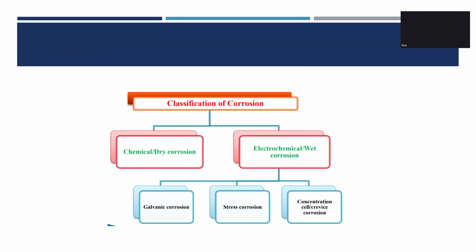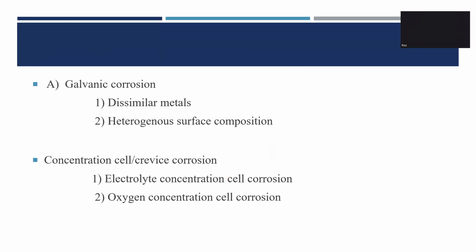Coming to the classification of corrosion, corrosion can be broadly classified under two headings: chemical or dry corrosion, and electrochemical or wet corrosion. Electrochemical or wet corrosion can again be divided under three subheadings, which include galvanic corrosion, stress corrosion, and concentration cell or crevice corrosion. Galvanic corrosion can be caused by dissimilar metals and heterogeneous surface composition, and concentration cell or crevice corrosion can be divided under two headings again. They include electrolyte concentration cell corrosion and oxygen concentration cell corrosion.